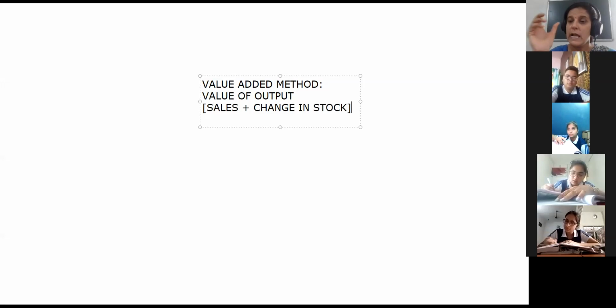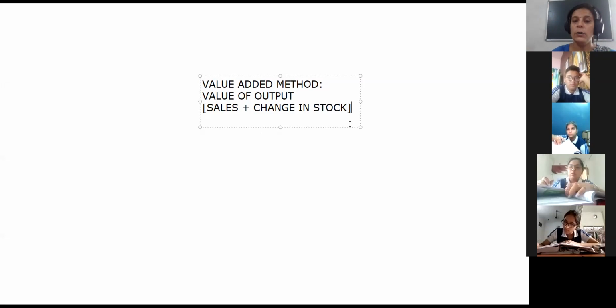Value of output means how much is the production for an accounting year by a firm. So the production is calculated as sales, कितनी उसकी बिक्री हुई plus कितना उसका stock पड़ा हुआ है. The change in stock is calculated as always closing stock minus opening stock, and when it is added to the sales, we get the value of output.